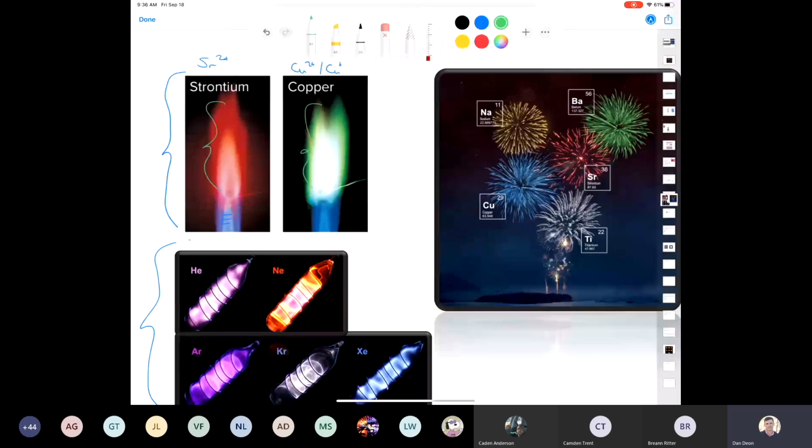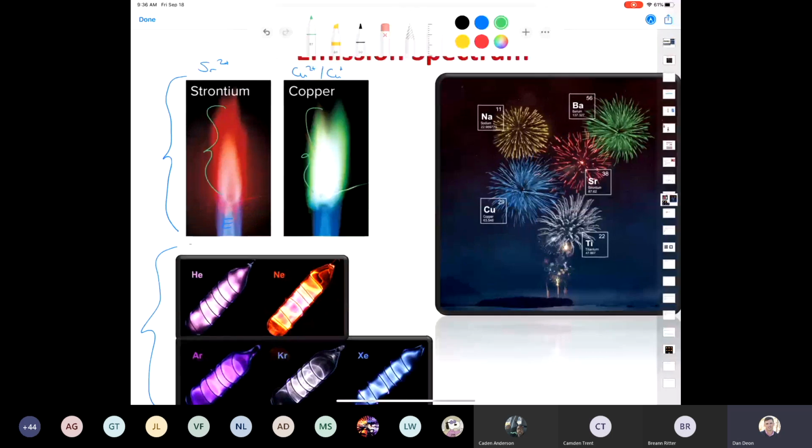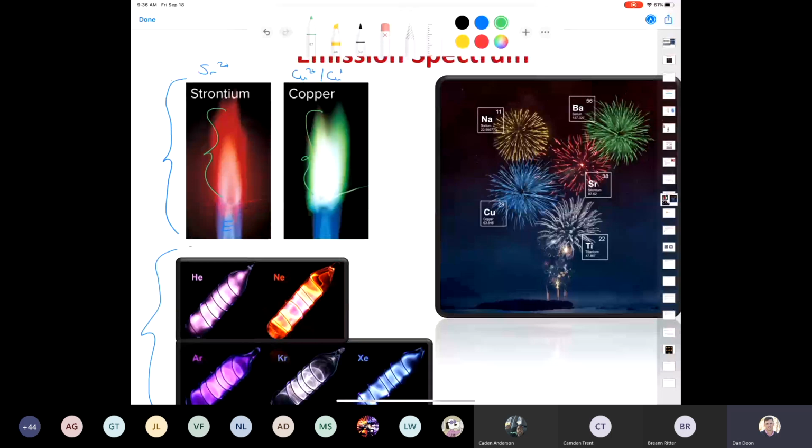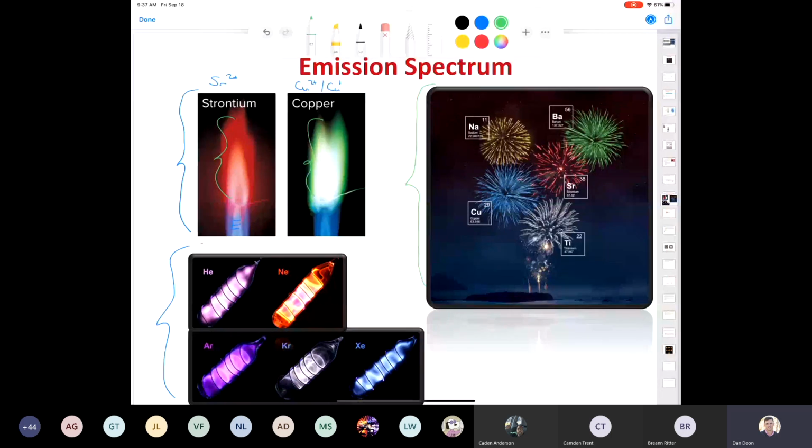Going from one energy level to the next. Okay, so that's what you're seeing here. And that phenomenon has been used basically for millennia with fireworks. So when you go see a fireworks display, what they're actually doing is taking a salt, where they have a cation, like maybe copper or sodium or barium or strontium or titanium, which is white.